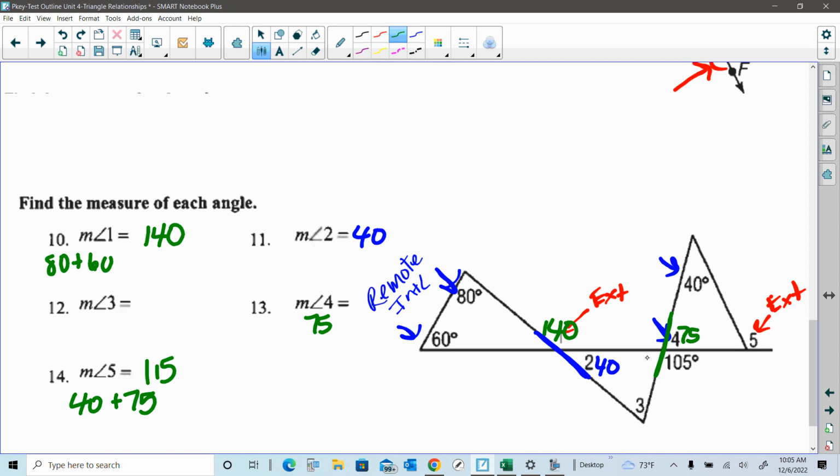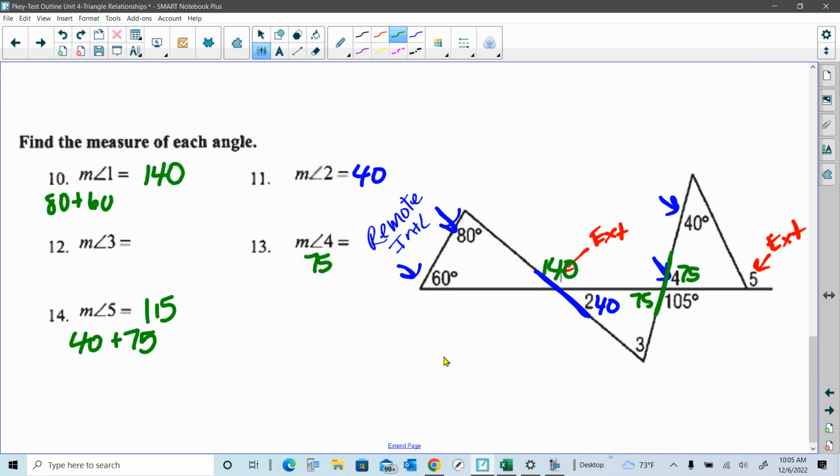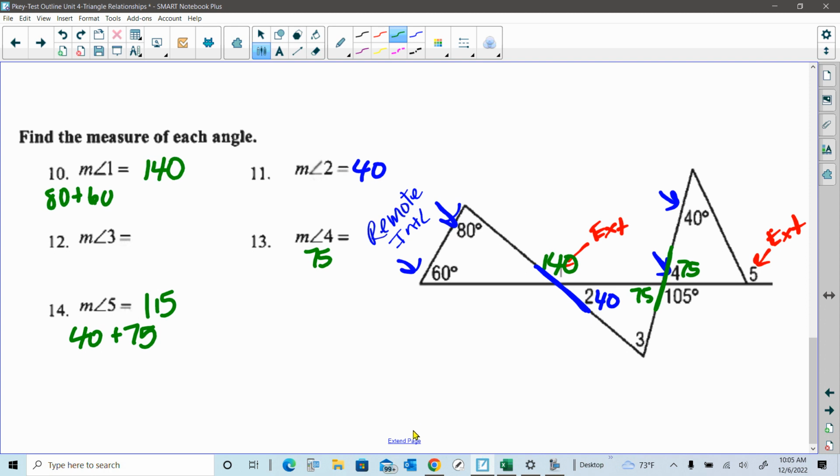And don't forget vertical angles. So now to get your angle 3, you can use the triangle. So I'll let you finish this one. So you're definitely going to have to find missing angles using exterior angles. I think there's 1 or 2 problems. I would star number 15.